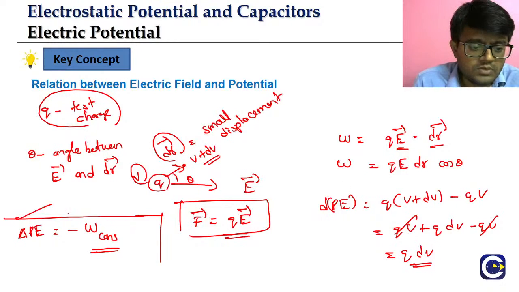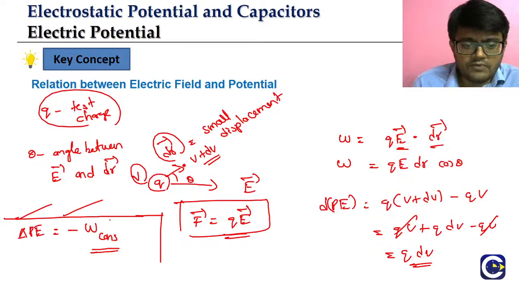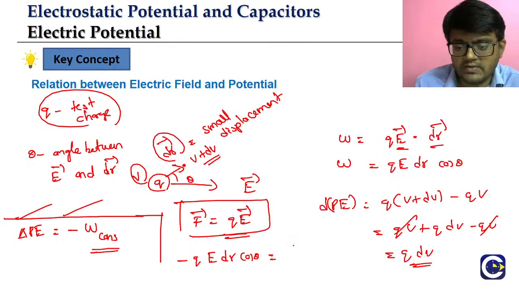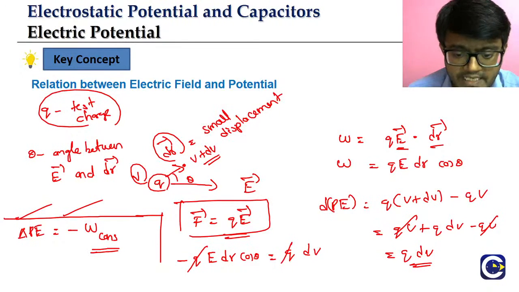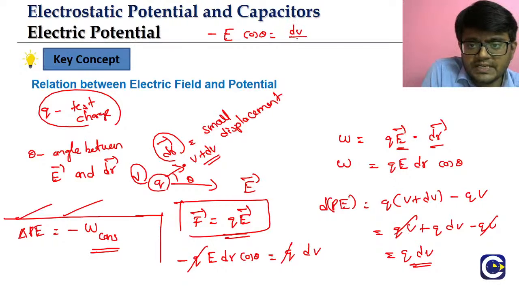So now what are we going to do? We are going to substitute that relation. What is it? The change in potential energy for a conservative force is the negative of the work done, which means minus QE dr cos theta is equal to what? The change in potential energy. What is its value? Q dV. So here Q cancels. Q and Q will cancel. Okay, now look, what is the expression we have? Minus E cos theta is equal to dV by dr. From this we get E cos theta is equal to minus dV by dr.